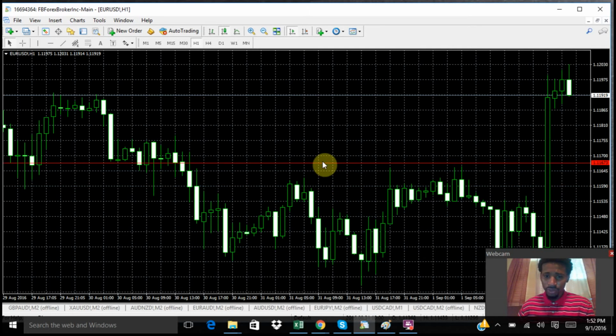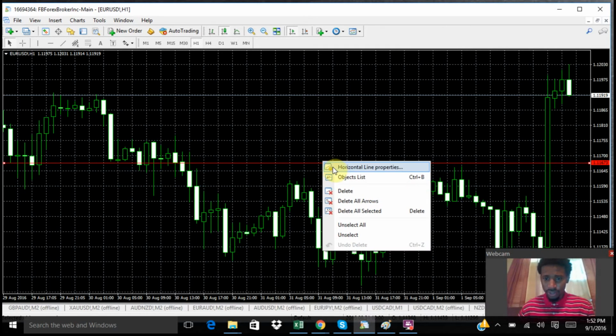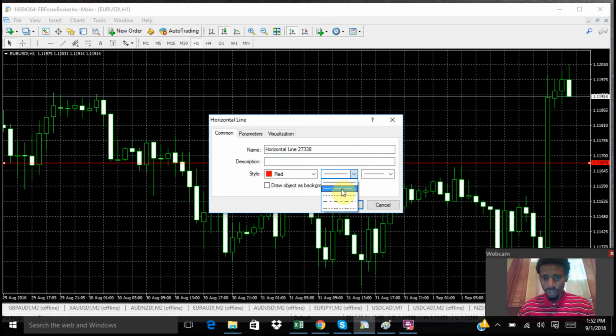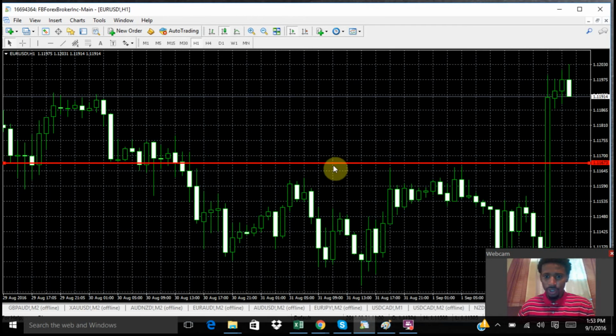I'm going to edit my horizontal tool to make it a little thicker, probably that thick. All right. Many people teach about support and resistance. I'm going to teach you about true support and resistance, how I actually learned to do it. This way is more highly effective than any other way I've ever learned.